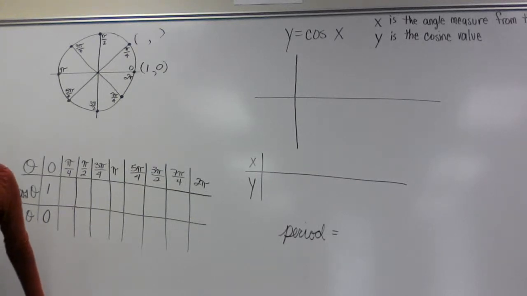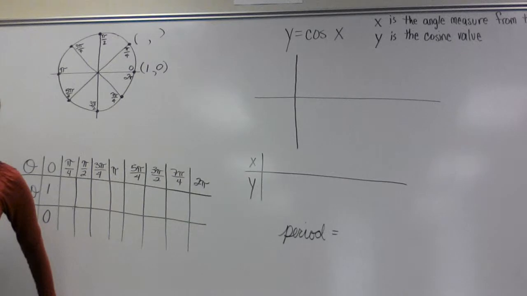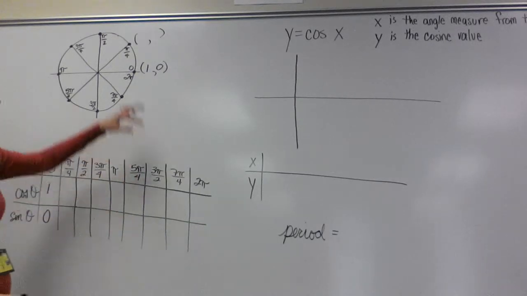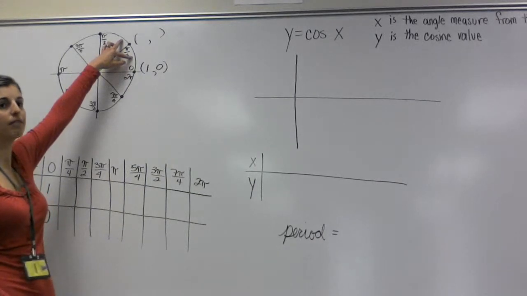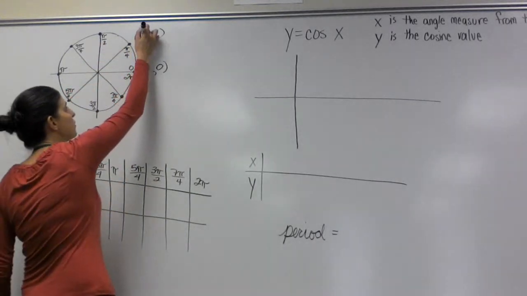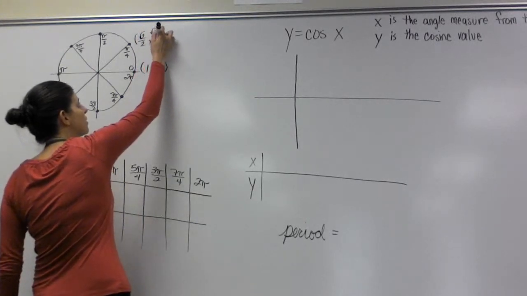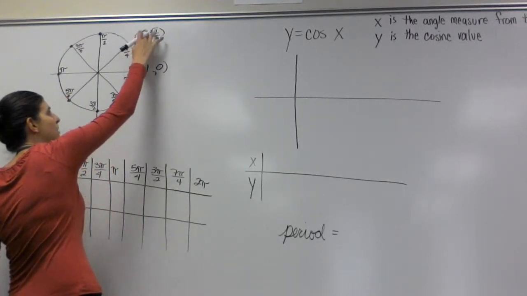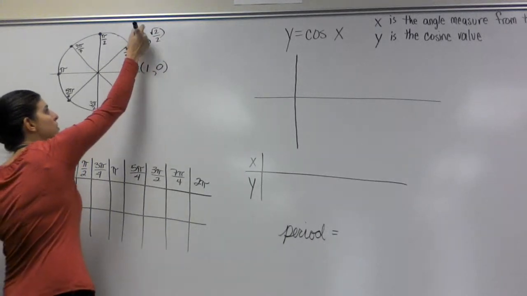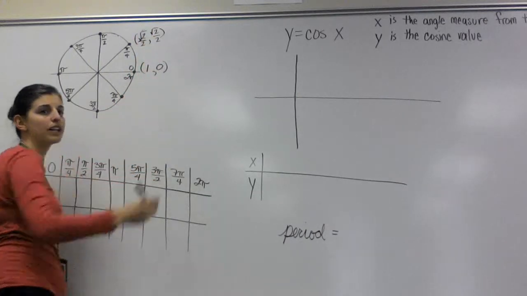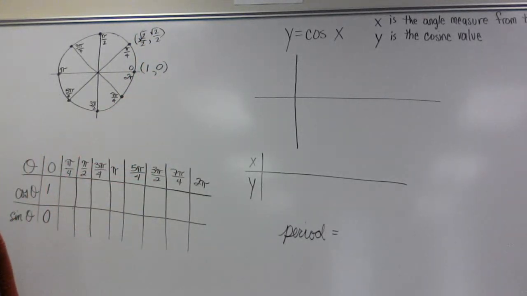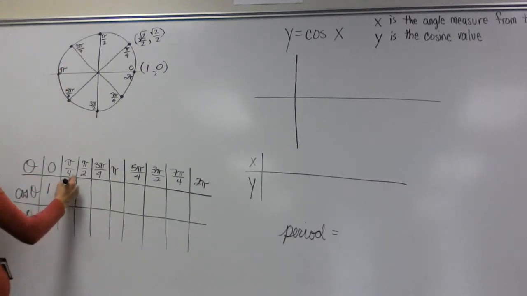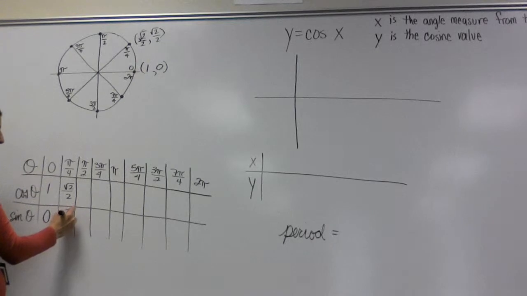Square root of 2 over 2, and square root of 2 over 2. Remember, we skipped over the pi over 6 and pi over 3. I gave you a hint that you might be able to remember that pi over 4 gives you 2's because 2 goes into 4 evenly. 4 gives you a lot of 2's. So multiples of 4 gives you square roots of 2. So therefore, my cosine value at pi over 4 is square root of 2 over 2. My sine value at pi over 4 is also square root of 2 over 2.